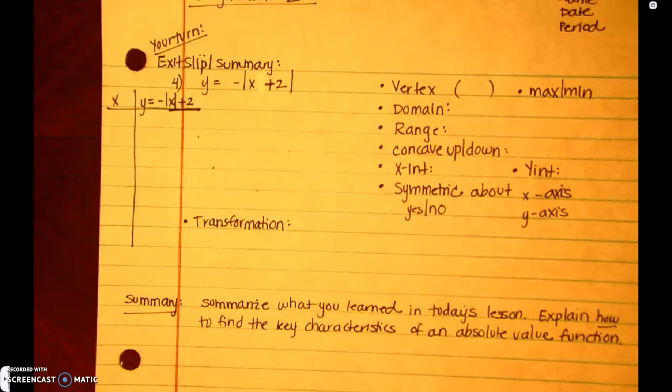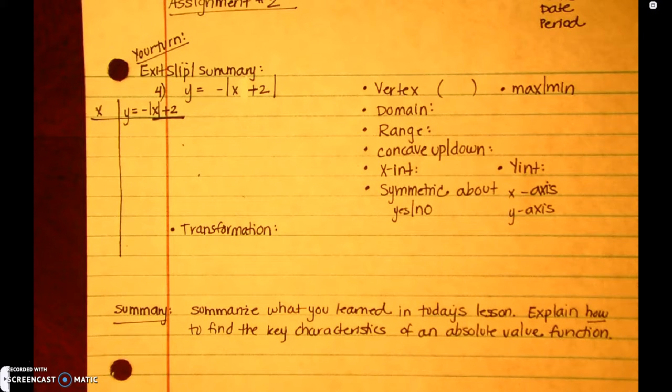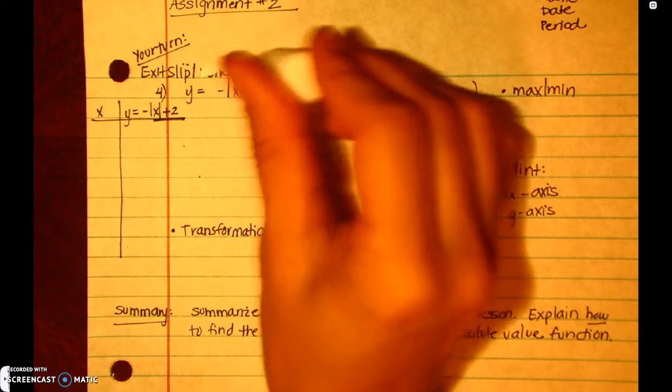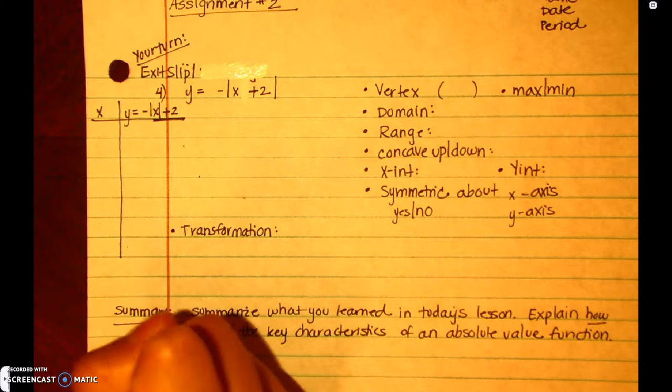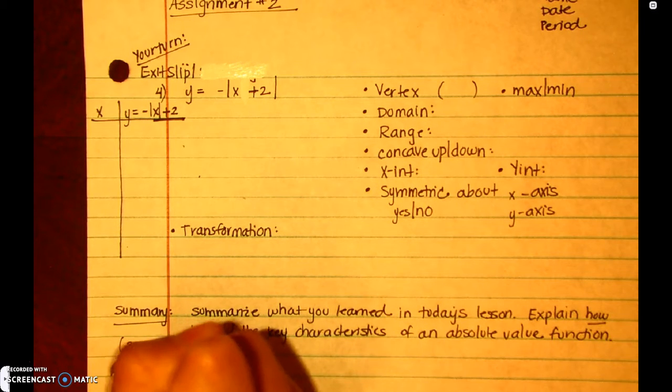And I also want you to give me a summary, okay? Summarize what you learned in today's lesson. Explain how to find the key characteristics of an absolute value function. So I'm going to change this. The first one's going to be the exit slip. The second part's going to be the summary. I really only need 3 to 5 sentences.